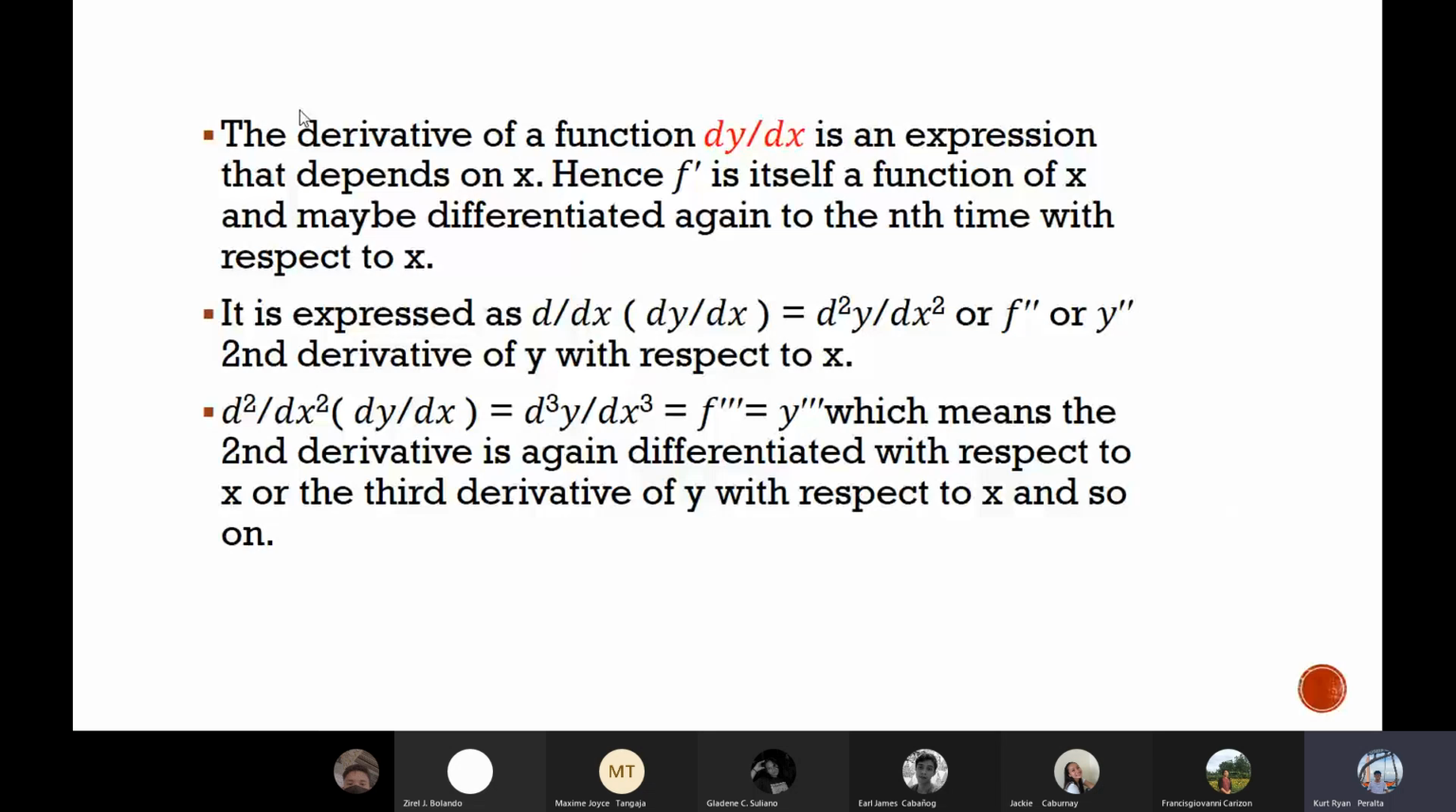Such a process can be applied several times in succession, leading in particular to the second derivative f double prime of the function f, which is just the derivative of the derivative. So it is expressed as d over dx multiplied by dy over dx equals d squared y over dx squared, or f double prime or y double prime. So para mas sayon ang pagsulat sa kanang second derivative of the function, mas prefer na isulat kani siya f double prime or y double prime.